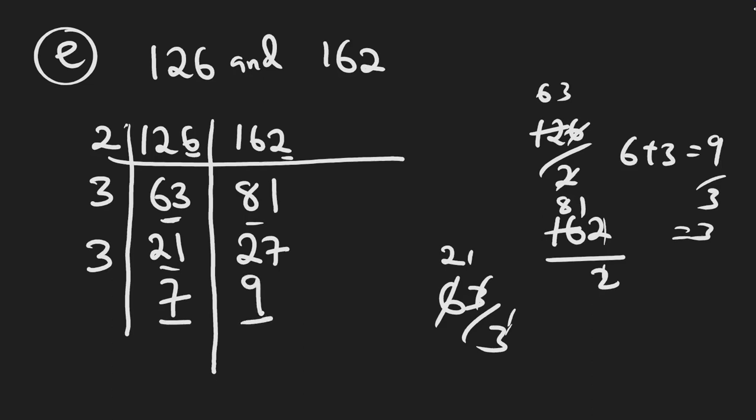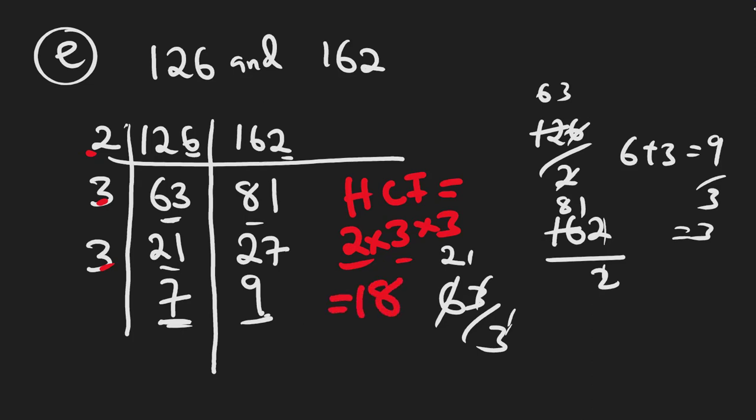Since there is no number that can divide both of them at the same time, we can now say our H.C.F is equal to 2 times 3 times 3. 2 times 3 is 6. 6 times 3 is 18. So it's equal to 18.